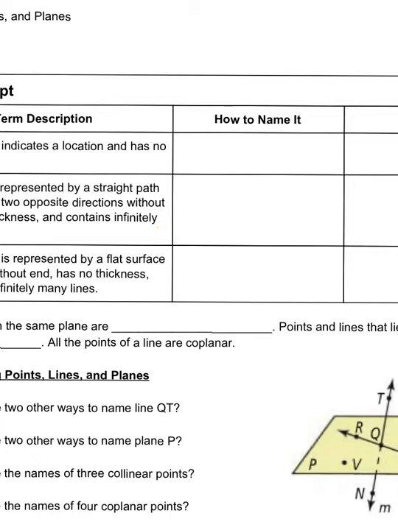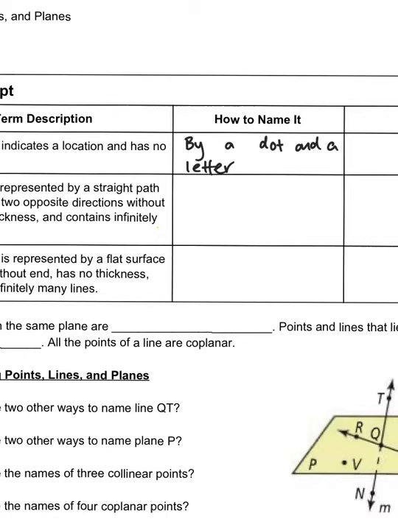We name it by a dot, and we give it a letter, mostly a capital letter. So here's our dot. I'm going to call it A. So A will be capital.